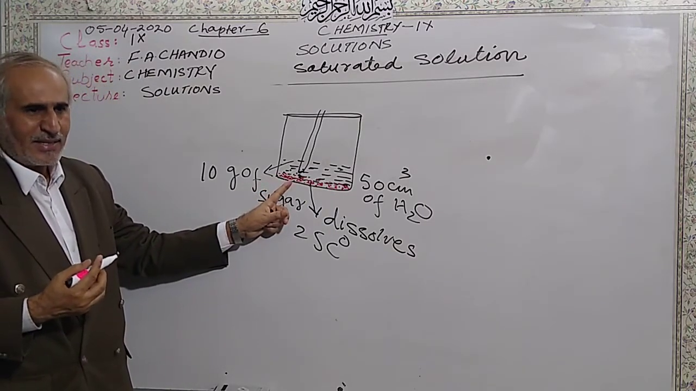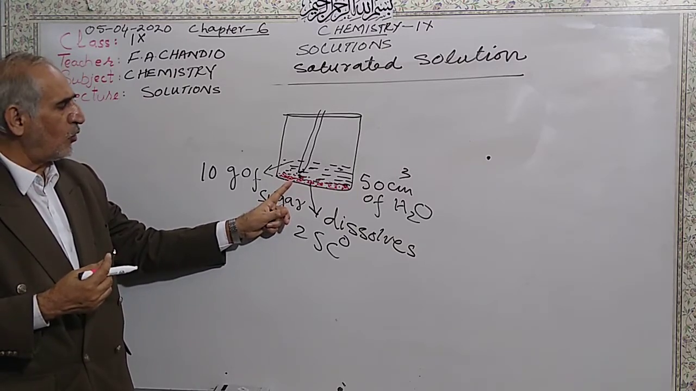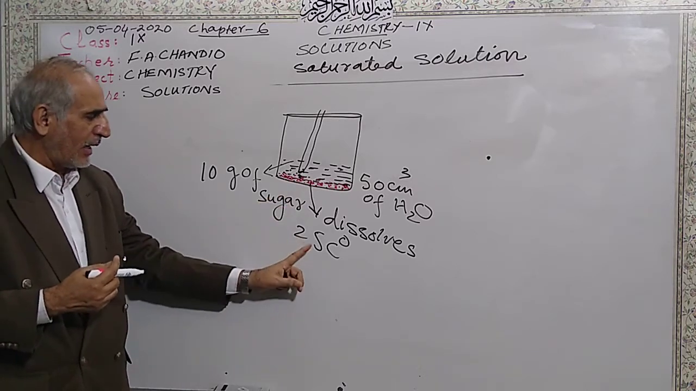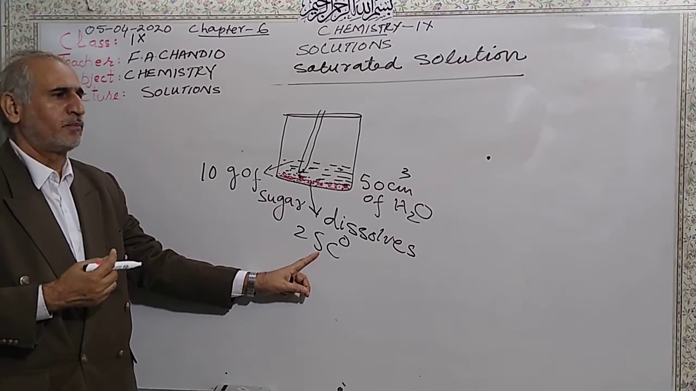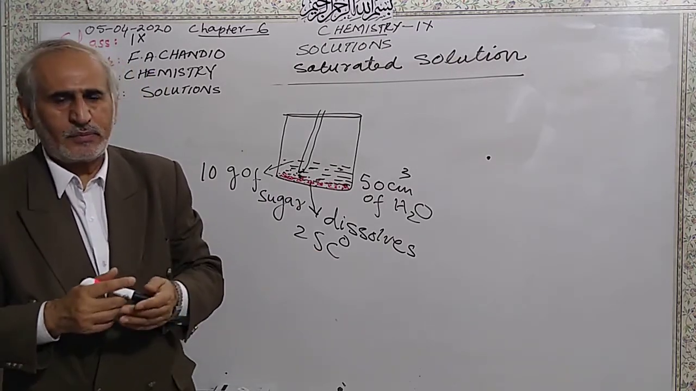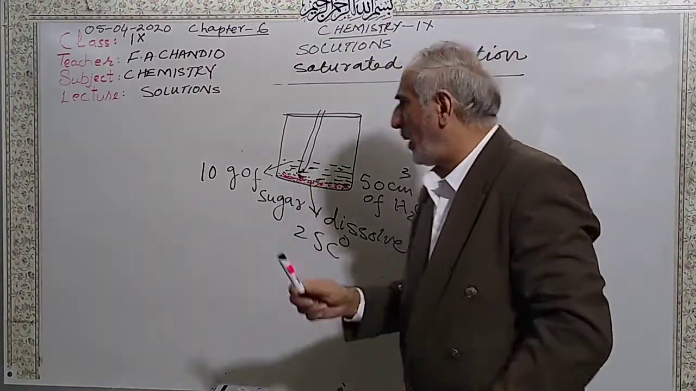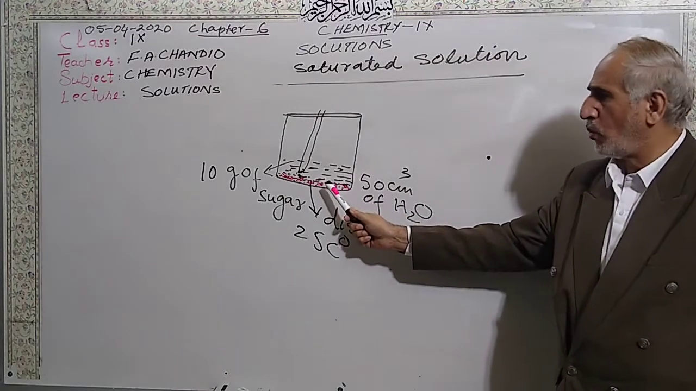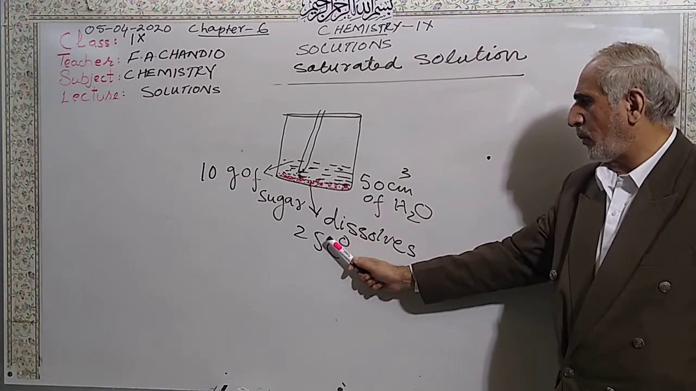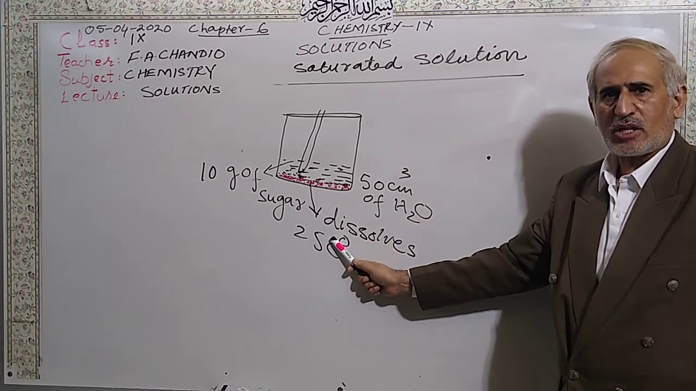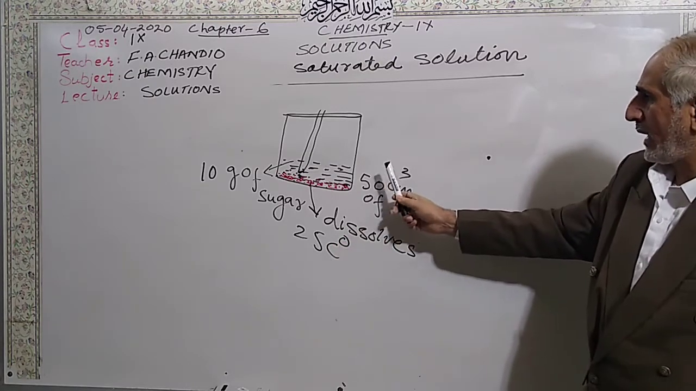This solution has no ability, it is unable to dissolve more solute at the same temperature, and is called a saturated solution. The solution which is unable to dissolve more solute at a particular temperature is called a saturated solution. Example I gave you.